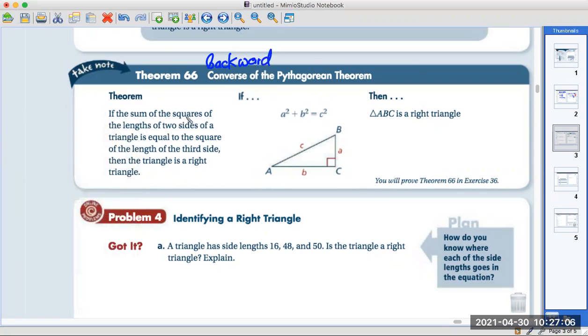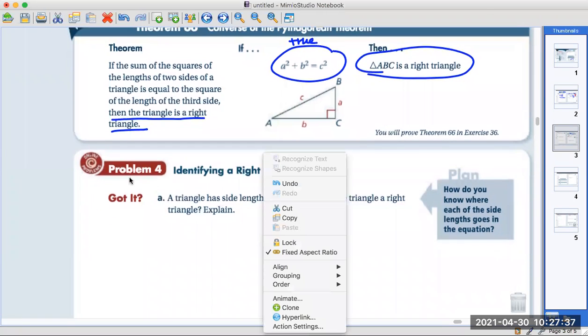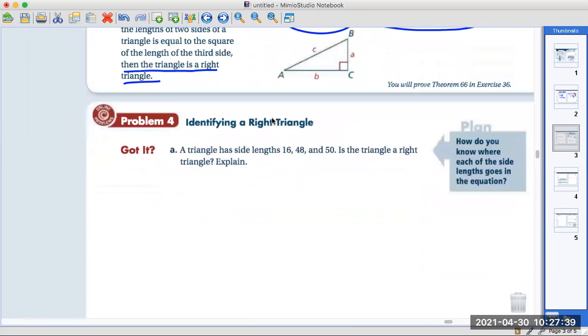So if the sum of the squares of the length of the two sides of a triangle is equal to the square of the length of the third side, then the triangle is a right triangle. So if this holds, if this is true, then you have a right triangle. If this works out, if one side, when you simplify it, is equal to the other side, then you have a right triangle. Okay, so let's try this one, identifying a right triangle.